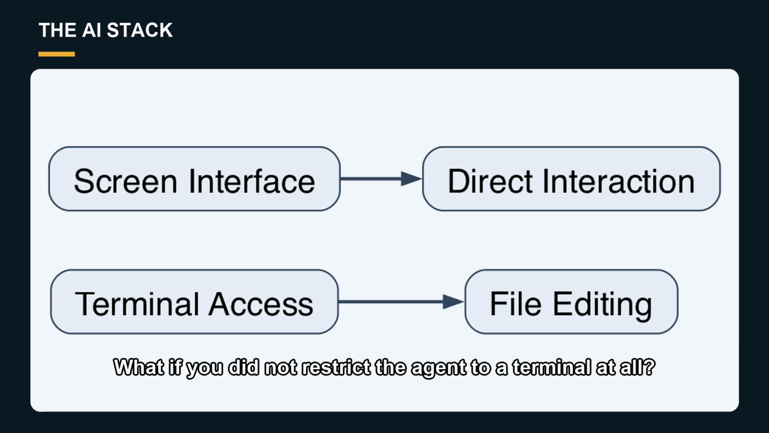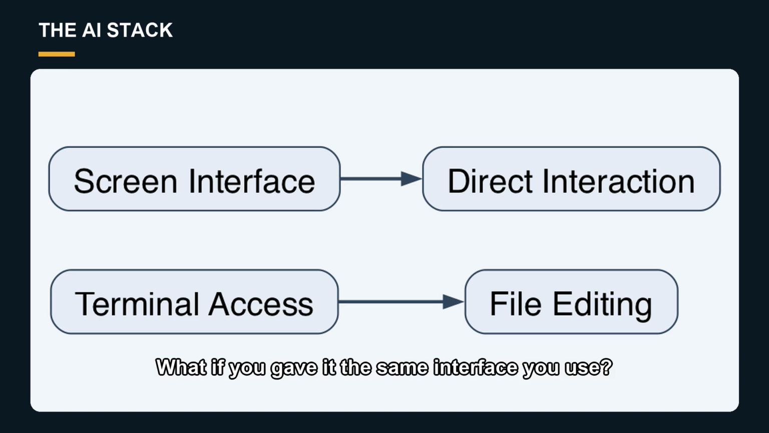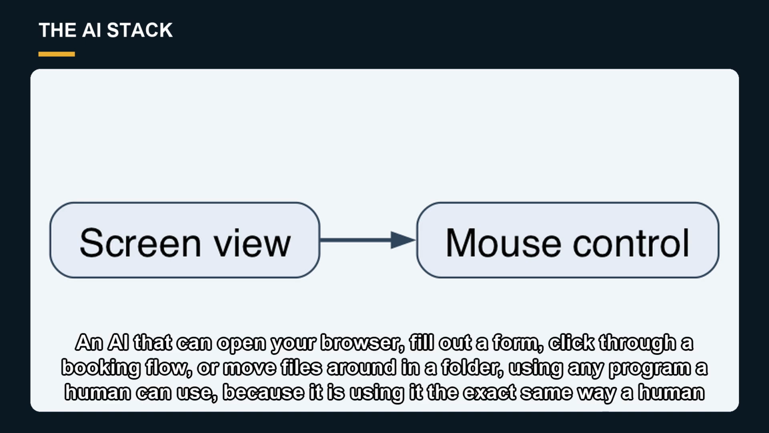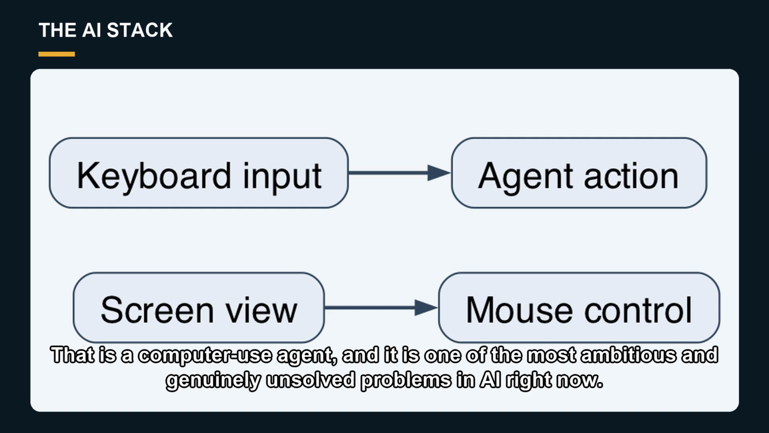What if you did not restrict the agent to a terminal at all? What if you gave it the same interface you use? Not a special programming door into an app, but the app itself, seen on a screen, operated with a mouse and a keyboard. An AI that can open your browser, fill out a form, click through a booking flow, or move files around in a folder using any program a human can use, because it is using it the exact same way a human does. That is a computer use agent, and it is one of the most ambitious and genuinely unsolved problems in AI right now.